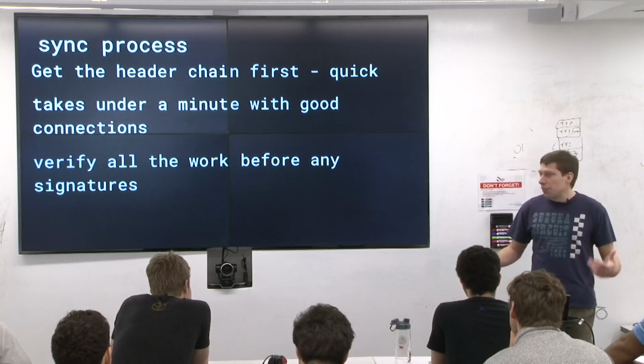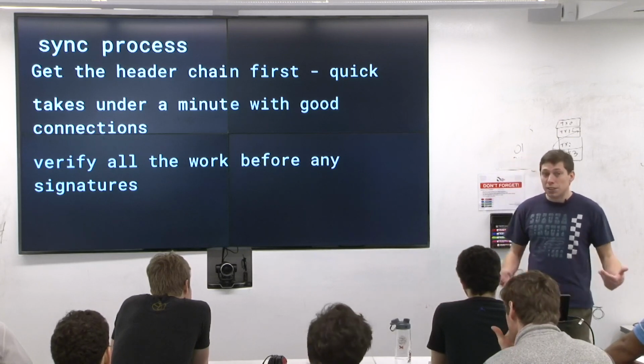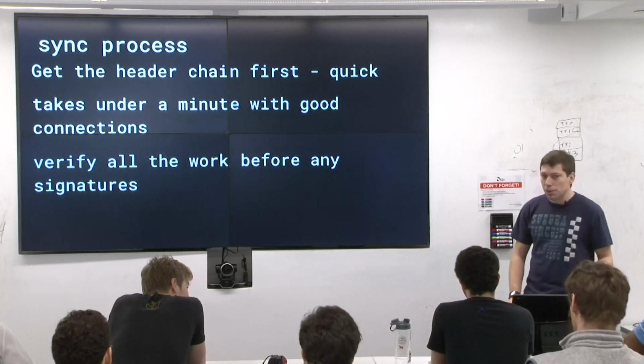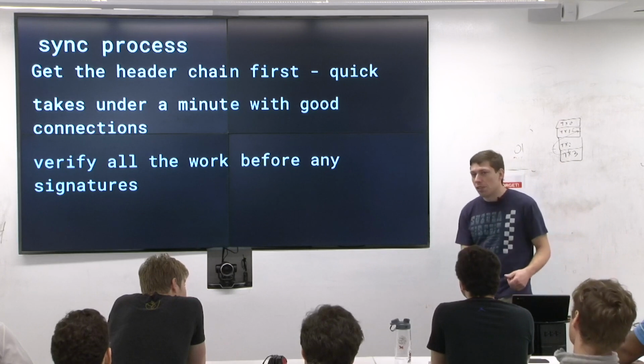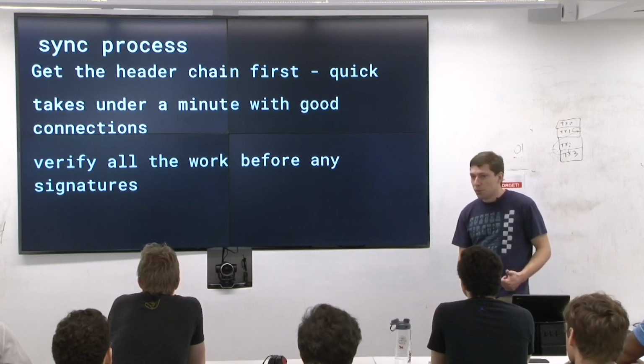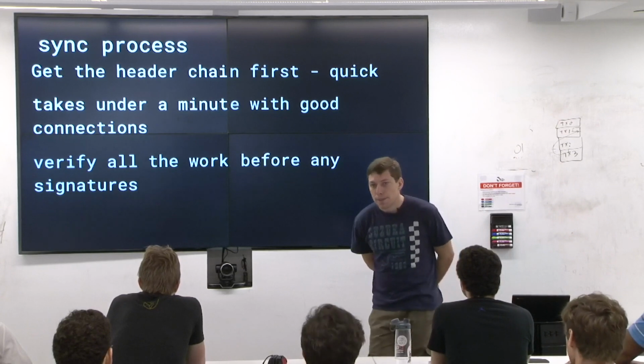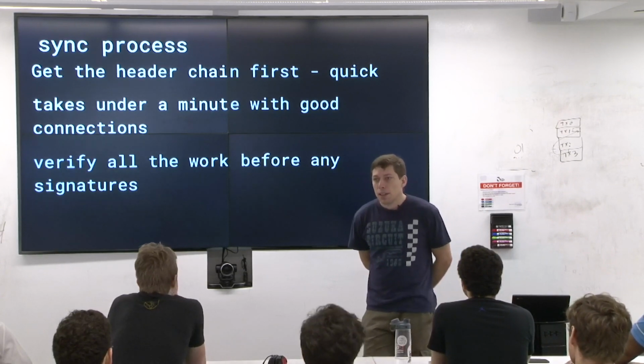So then you've got 500,000 headers, and now you need to actually download the blocks. Okay, any questions about header synchronization? Seems pretty straightforward. Yeah. Can you cache any of that work, since you're going to see some of these every time you sync?